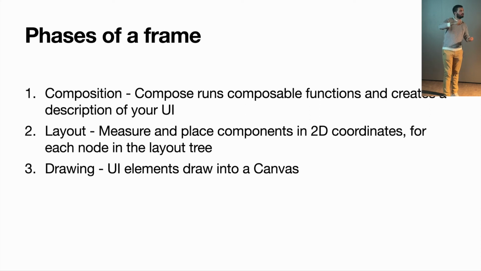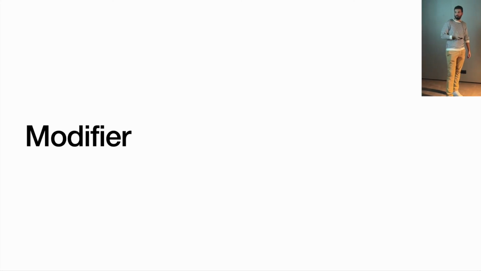So it gets the idea, okay, this is the screen, this is how it should look, and after everything is calculated, measured, it passes to the drawing state, which takes everything and draws it on the canvas. So that is like the whole idea behind the composable functions and annotation.